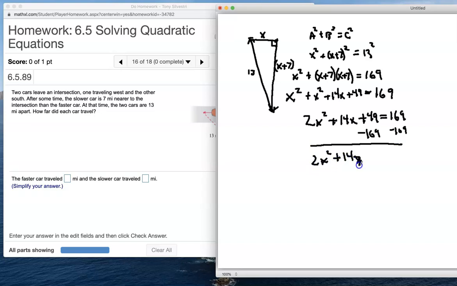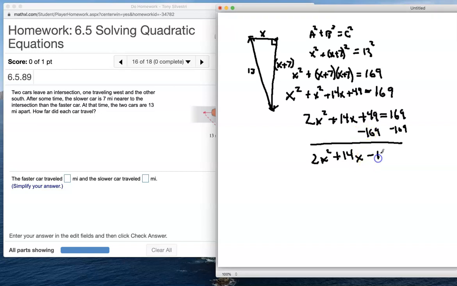Ooh, that's an x. Screwed it up. Edit, undo, control Z. Okay, let's make a better looking x. And so what's that? That's minus 120 equals 0. Yay. Now, we got to factor that.